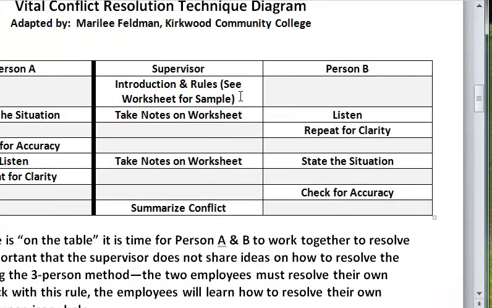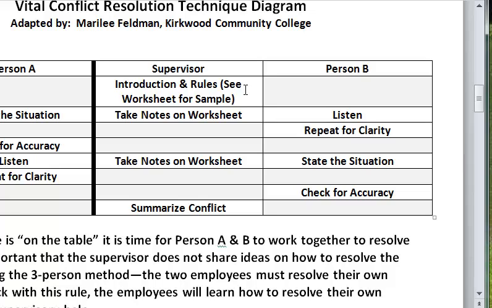Step 1, the supervisor should tell the people why they're at the meeting. So basically you say, thank you for coming today, you're valuable employees, and that's why I want to help the 2 of you resolve your conflict. From the worksheet, you can also see some other ideas of things that you might say, appropriate language to use, etc.